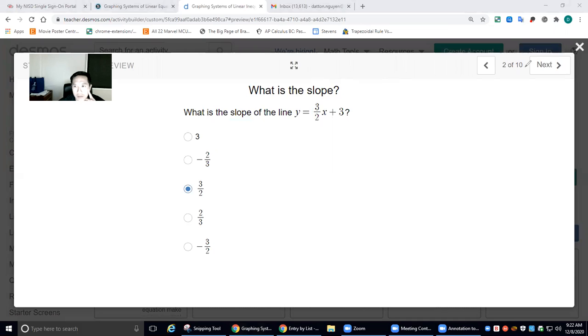On the next question, what is the y-intercept of the line 3/2 x plus 3? It is going to be 3. That is my y-intercept of this function.